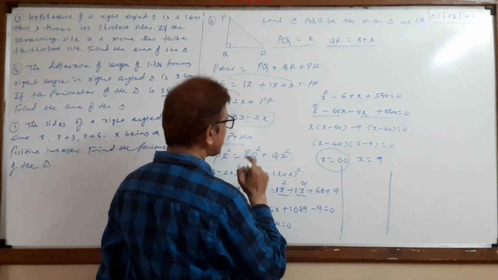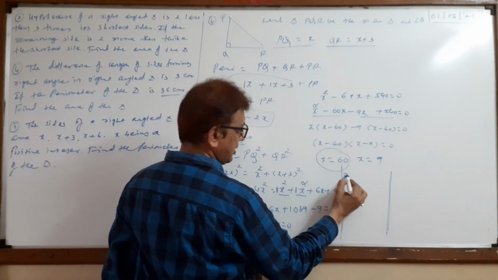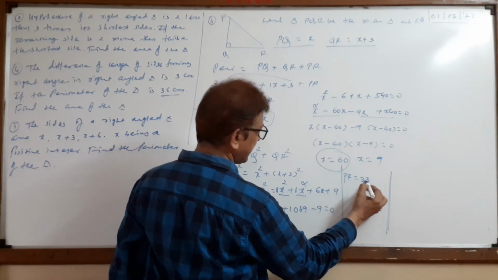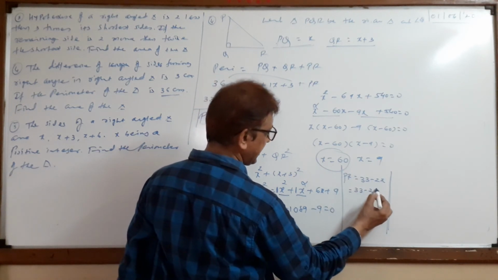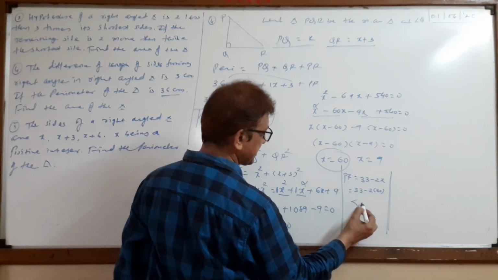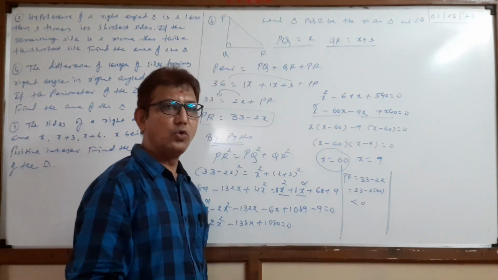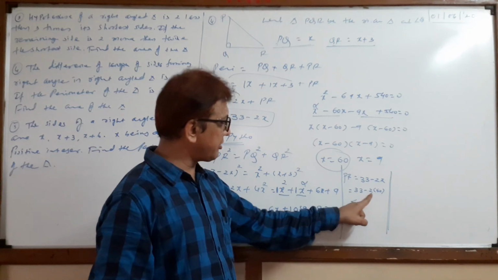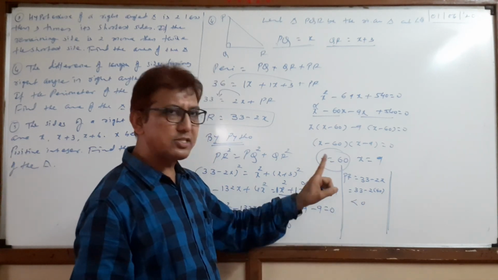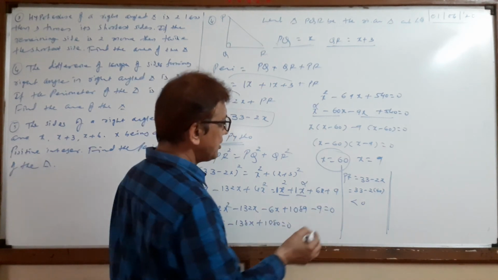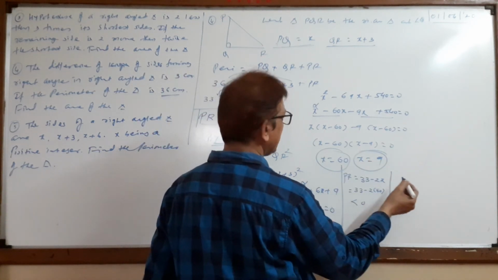First we put 60 in PR. PR equals 33 minus 2x. Put here 60: 33 minus 2 into 60. The answer is negative. 2 60s are 120, 120 minus 33. 120 is the bigger number, so the answer is negative. So 60 is not possible. Clear? So only 9 is possible.